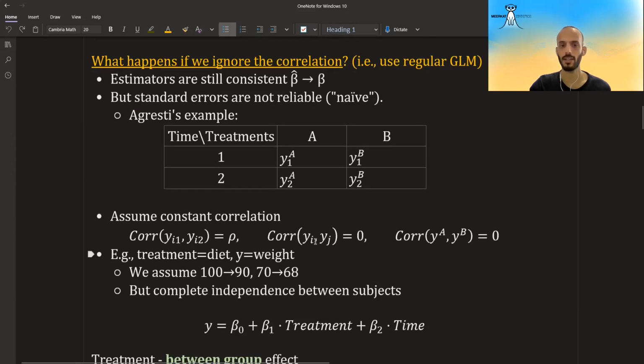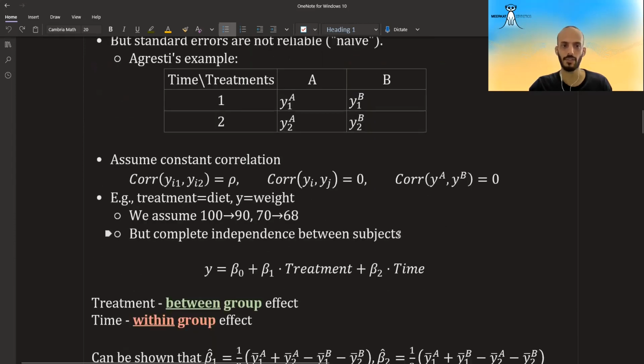So if I measure one patient, it doesn't matter at which time. And if I measure another patient, it doesn't matter if it's in the first group or the other group. We don't expect any correlation between their measurements, because here we are sampling them independently from the population. So why can we assume this? Well, just for an example, if you think of the treatment as, let's say, diet, so we have 2 types of diets, and the observed response is weight, then if the diet works, maybe your weight goes from 100 to 90 kilos, or from 70 to 68. So there is correlation between how much you were and how much you will be before and after, but we don't expect so much correlation between different people.